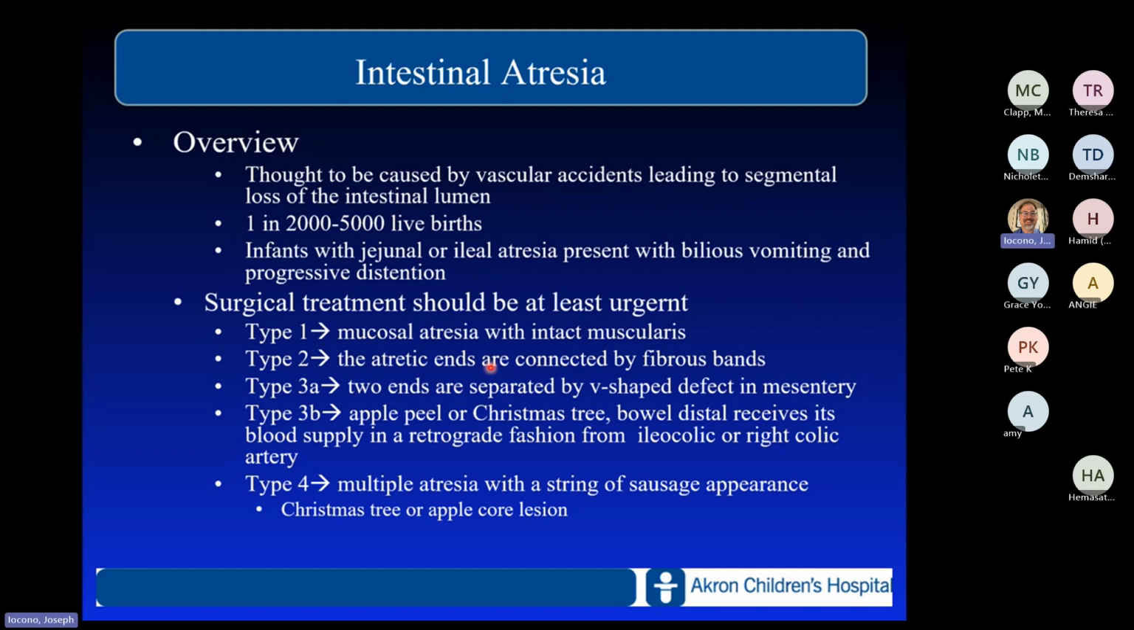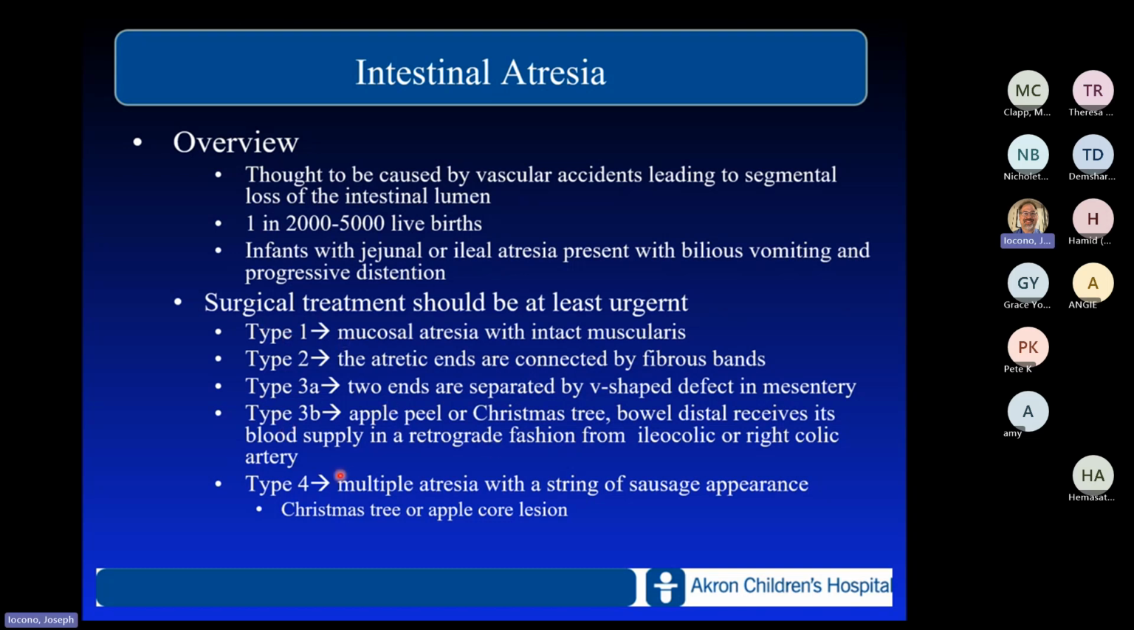Intestinal atresia is thought to be caused by vascular accidents in the mesentery, leading to segmental loss of the intestinal lumen and ischemia in utero. They don't get sick because they basically just involute and seal, and there's no flora, so there's no infection from a leak. Surgical treatment is at least urgent, meaning that you want them to get through the trauma of being born, transition, and then operate.